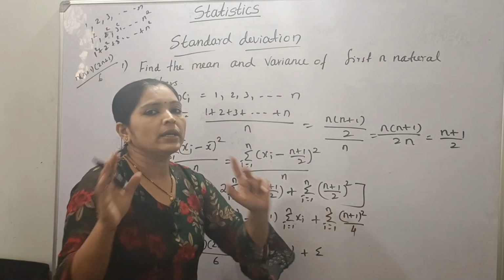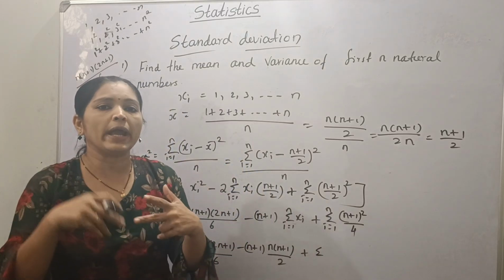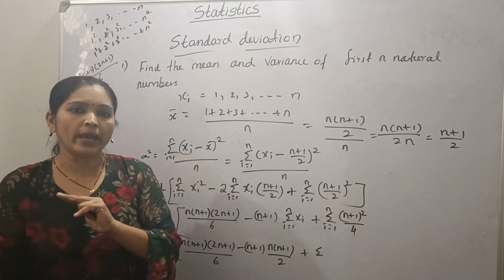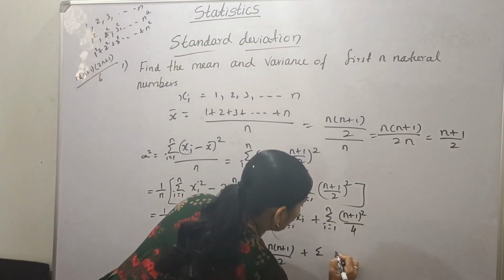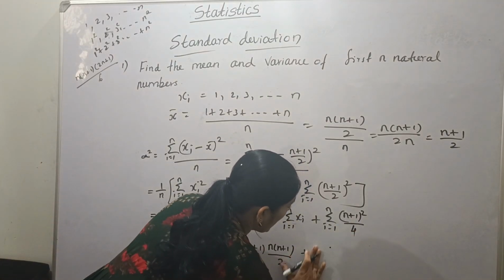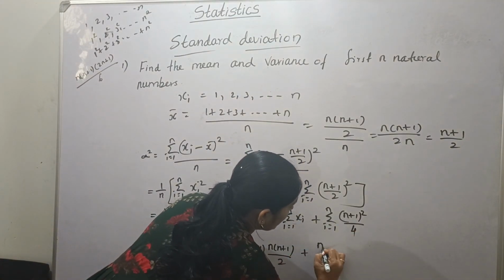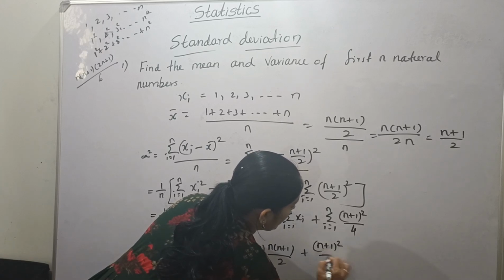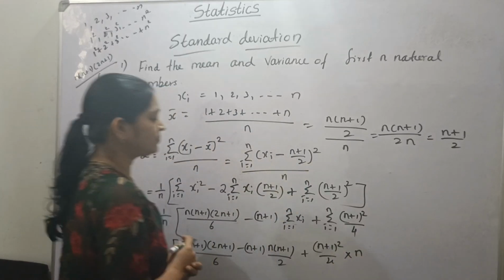So what will you get? Adding 1 to n times means you will get n, right? 1 into n, that is n. So here we can write, no sigma after this, okay? n plus 1 whole square by 4 into n.